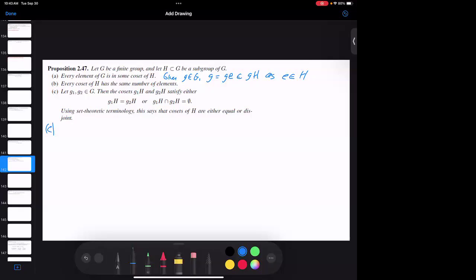My feeling is I want to start with some element that's in both and go from that to the same. So assume we have an x in g1H intersect g2H. So we're assuming that it's not empty. If we can show that this implies that the two cosets are the same, then we're done. Because either they have nothing in common, or as soon as they have one element in common, they're identical. What does it mean for x to be in the intersection? Thus, x is in g1H, and x is in g2H.